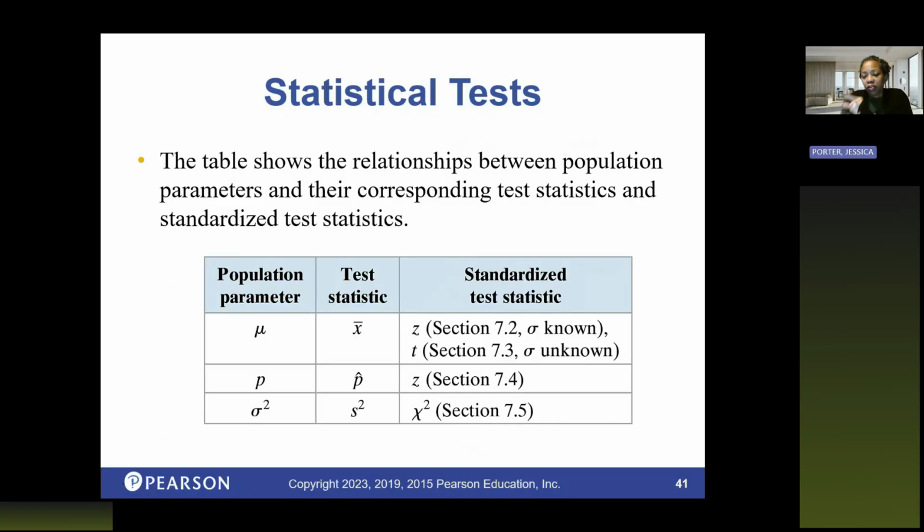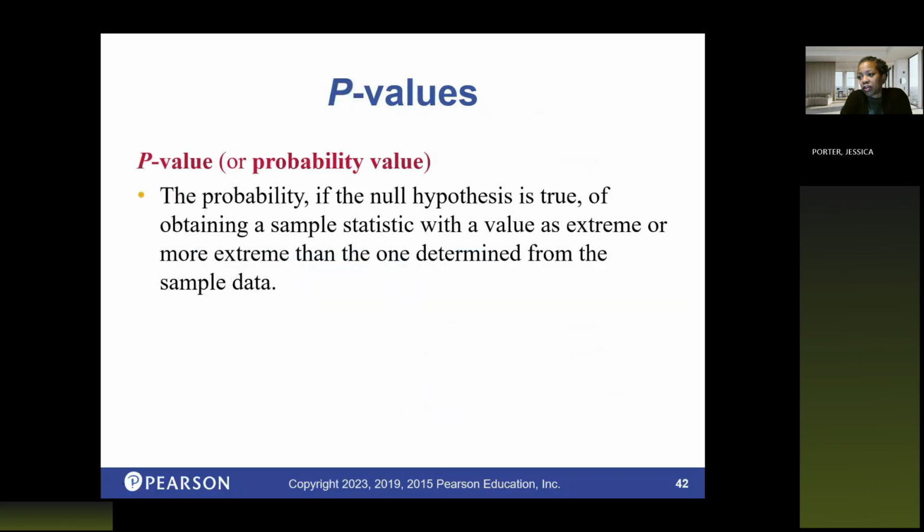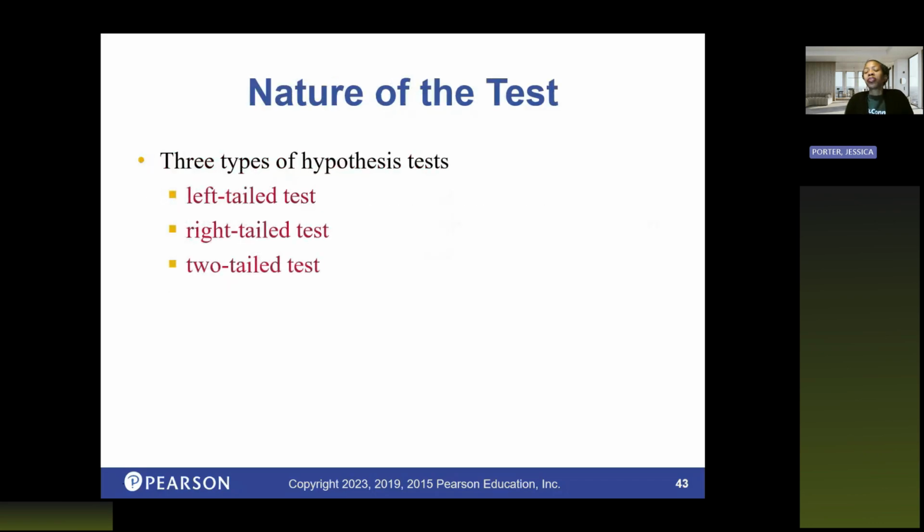Today, we're going to get to 7.2, and we're going to be calculating hypothesis tests for when the population standard deviation is known. And we're going to be using the z-test. All right, p-values. What are p-values? Very integral to our process. It's going to be the probability, if the null hypothesis is true, of obtaining a sample statistic with a value as extreme or more extreme than the one determined from the sample data. And again, we're going to see what this looks like.